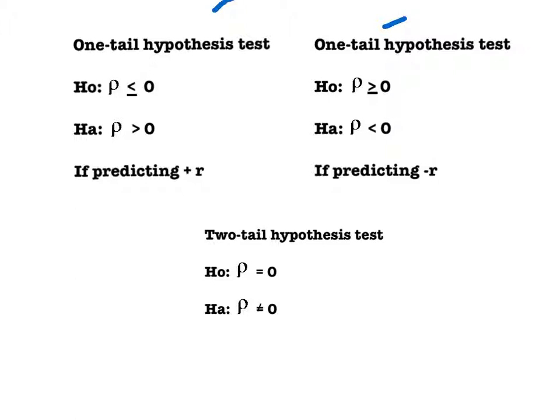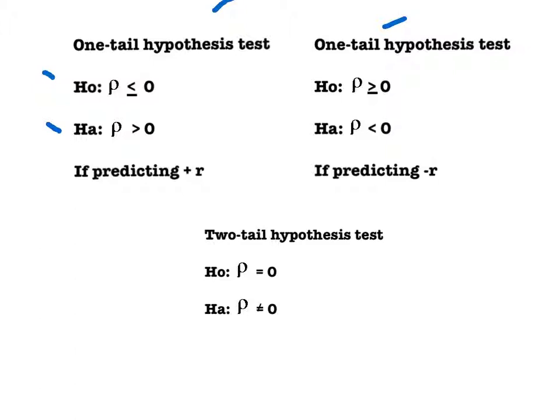So our alternative hypothesis is that rho is greater than 0 because positive values of correlation will be greater than 0. The null hypothesis is that rho is less than or equal to 0 because that encompasses a negative relationship between x and y, which we're not predicting, and a 0 relationship between x and y, which we're also not predicting.